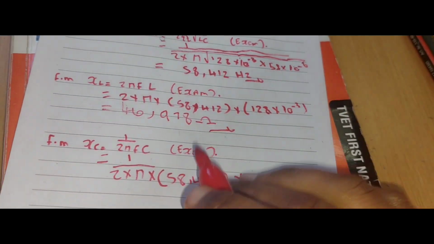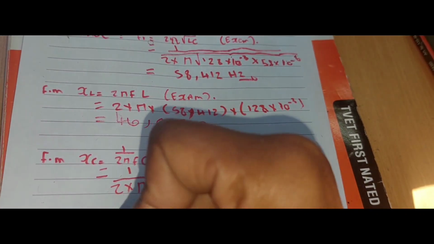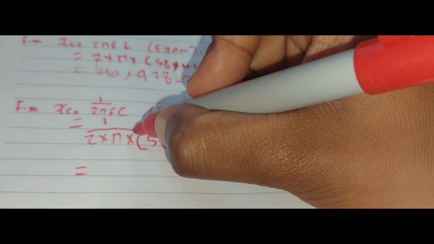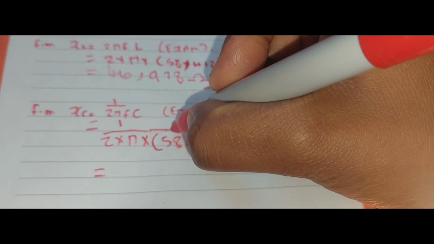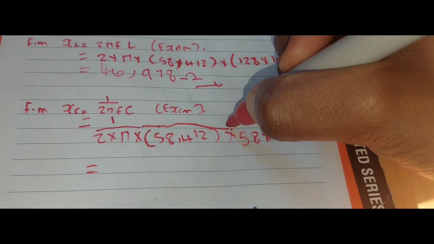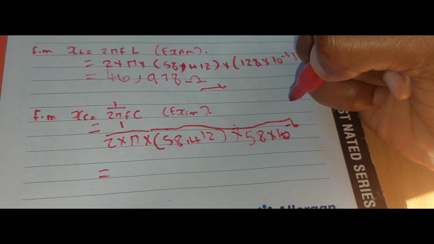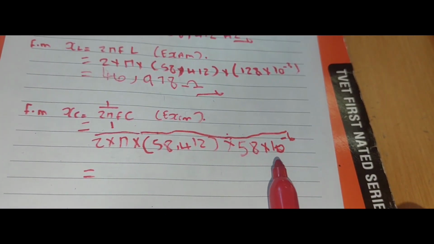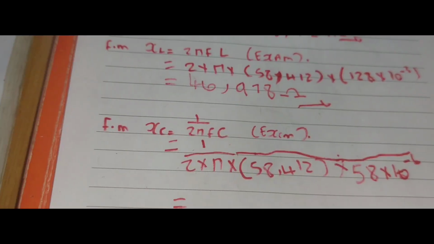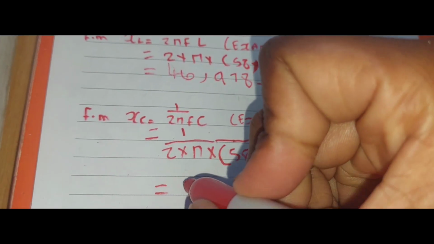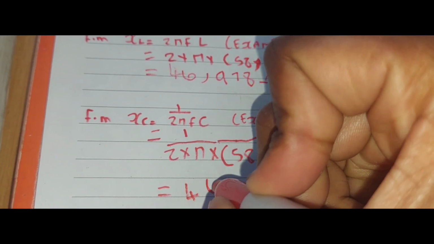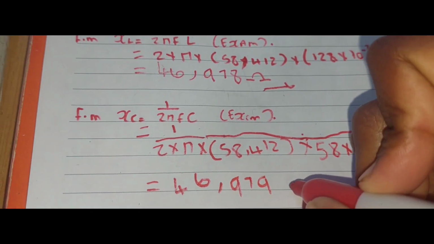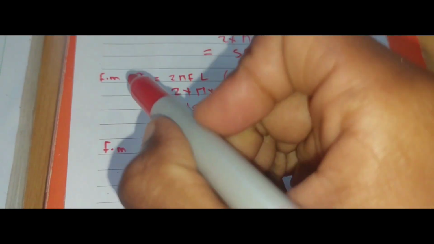Remember, it's over, guys. It's 1 over that. Let me just make the line longer so that you guys can see clearly. Okay, that's how it is. Calculators from there on. What do you get? I get 46,978 ohm, in which you guys will see they are equal.